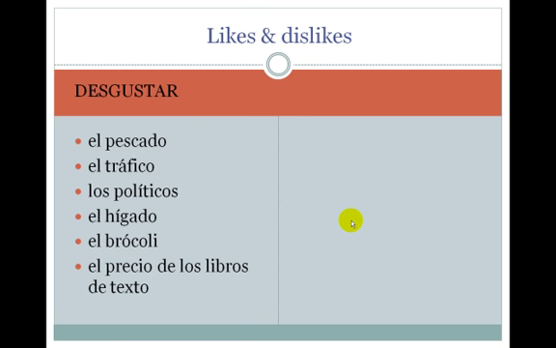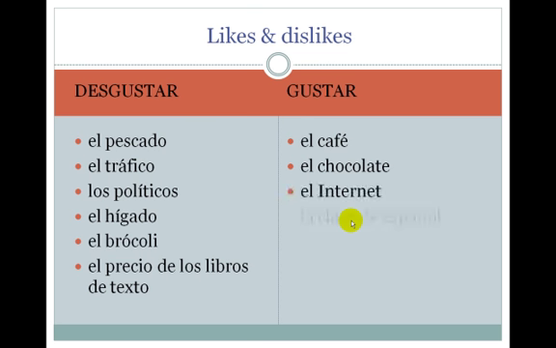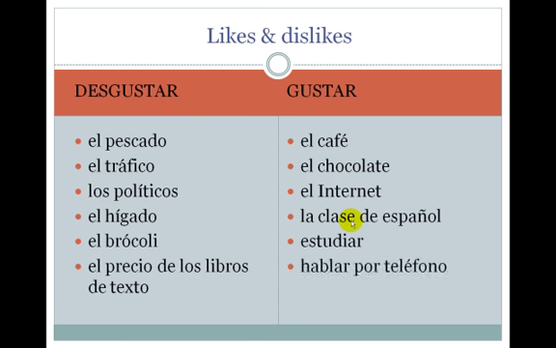Don't worry about needing to know all of these words. I tried to choose a lot of cognates, words that are similar in English and Spanish, but you don't need to know these. I'm just giving you an idea of what kinds of things you might talk about disgusting you to help you draw this parallel. Then we're going to talk about the opposite of desgustar, which is gustar. What are some things that please you, that you like? El café, maybe, coffee. El chocolate, chocolate. El internet, the internet. La clase de español, of course, Spanish class. Estudiar, to study. Hablar por teléfono, to talk on the telephone.